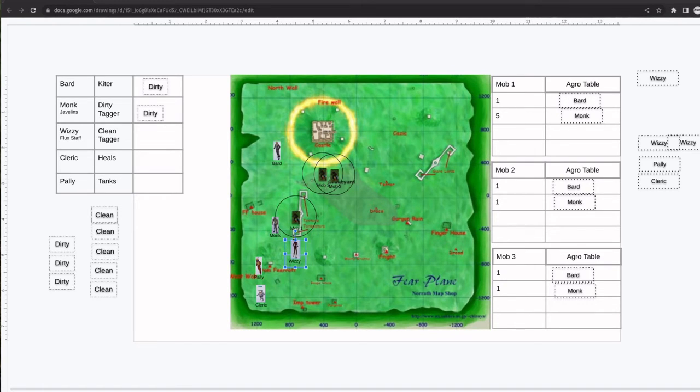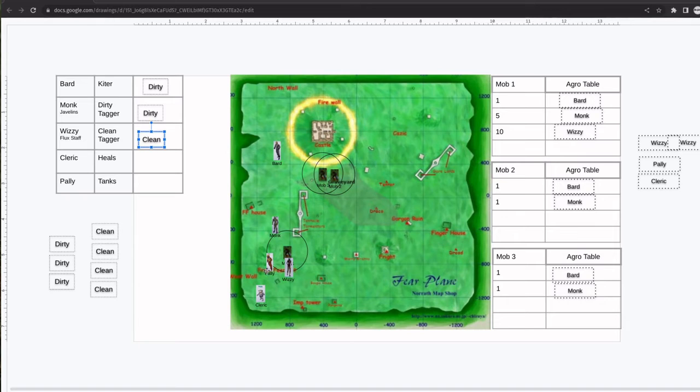The Wizzy Flux Staffs mob 1, which then puts the wizard onto the aggro table. Since he Flux Staffed a couple times, that generates 10, which is more aggro than the javelin, so mob 1 runs towards the Wizzy. As soon as the mob gets into the camp, the paladin flash of lights. Oh, and that Wizzy, he's clean. He's clean because he Flux Staffed when they were out of the aggro radius, so he didn't get on all 3 of the mobs' aggro tables, only one of them. So the Wizzy is clean.